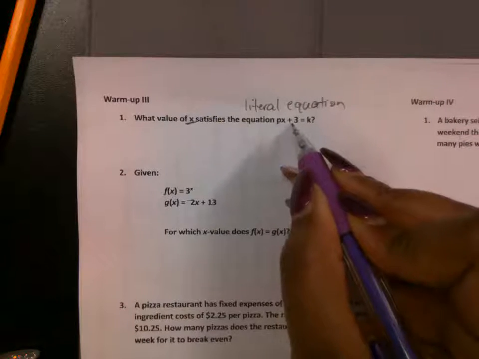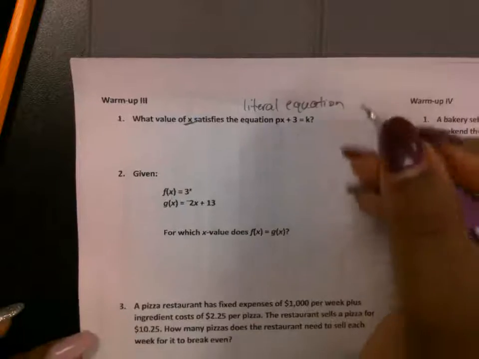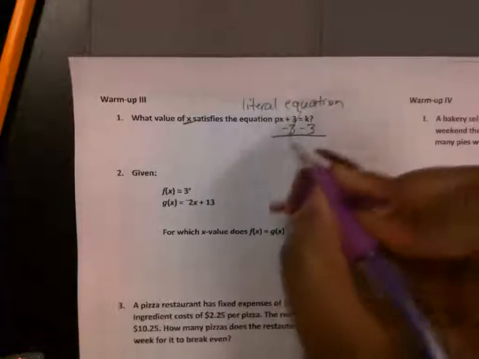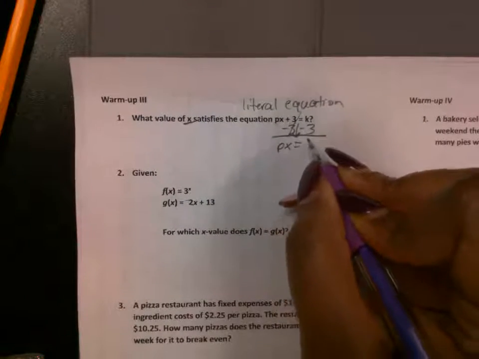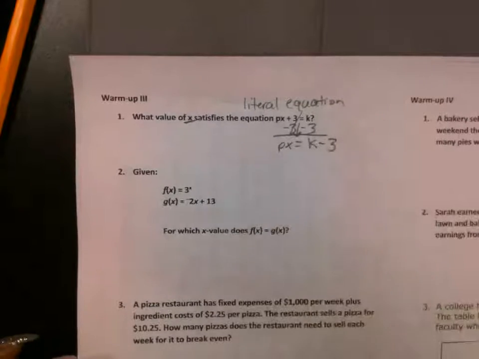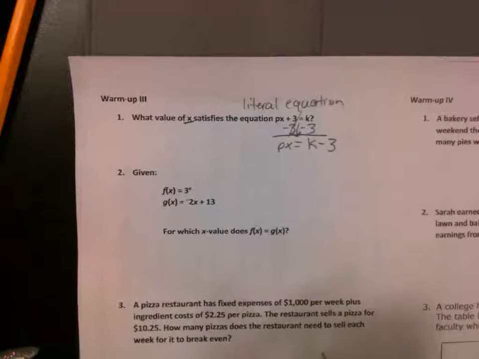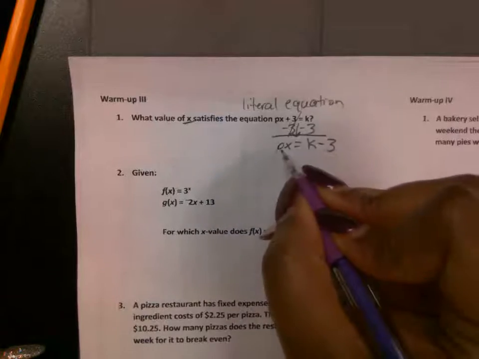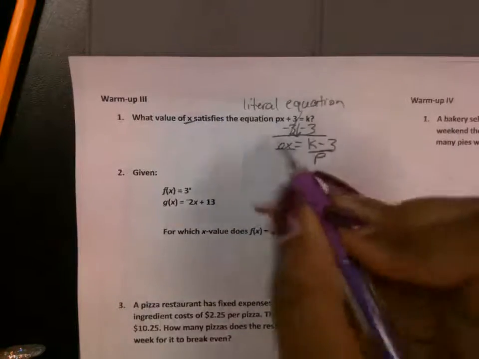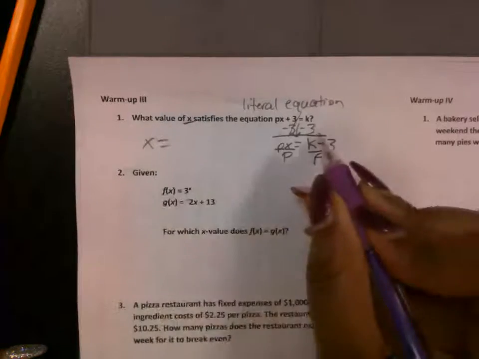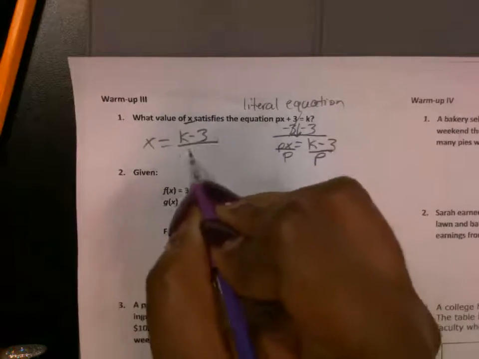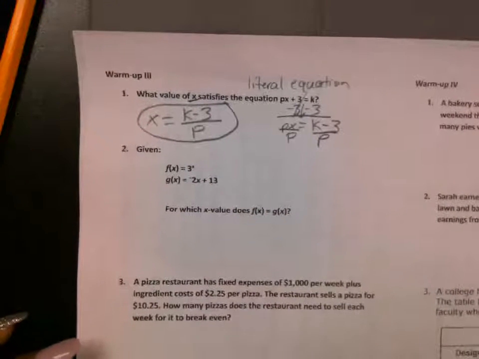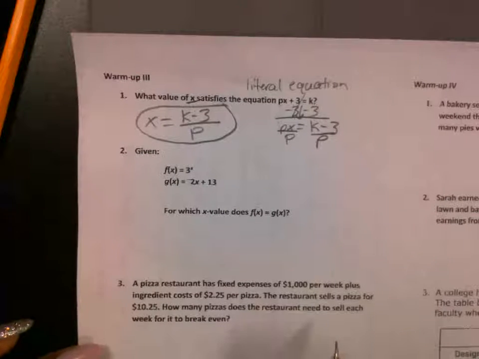What do we get rid of first, the p or the positive 3? How do we do that? Subtract 3 on both sides. You remember this now? Okay. So this is gone, and we're left with px is equal to k minus 3, because k was already there, right? Now what do we do to get x by itself? Yes. Divide both sides by p. So x is equal to k minus 3 divided by p. Okay. Any questions? Anybody lost? Okay, good deal.